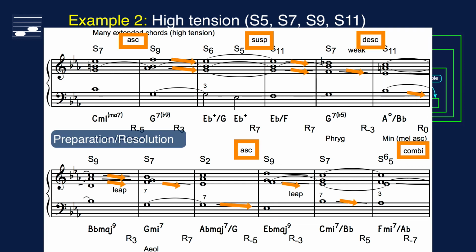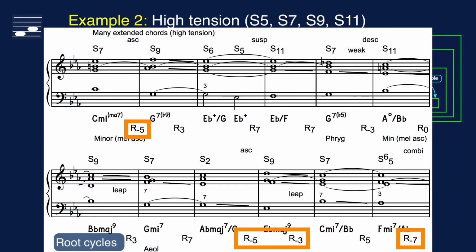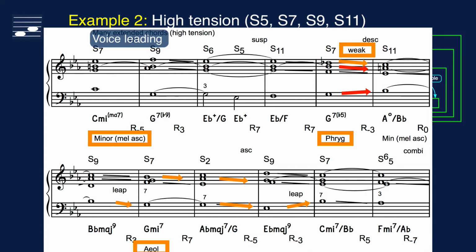Preparation mechanisms and descending stepwise resolution are indicated, as are the occurrences of negative root cycles. The voice leading is partly dictated by dissonance handling and in part by the local minor mode leading tones. A typical example is the sustained or raised 7th degree B natural in measure 1 that should ascend to the tonic C. And here we see a weak spot in the progression, with parts moving in the wrong direction.